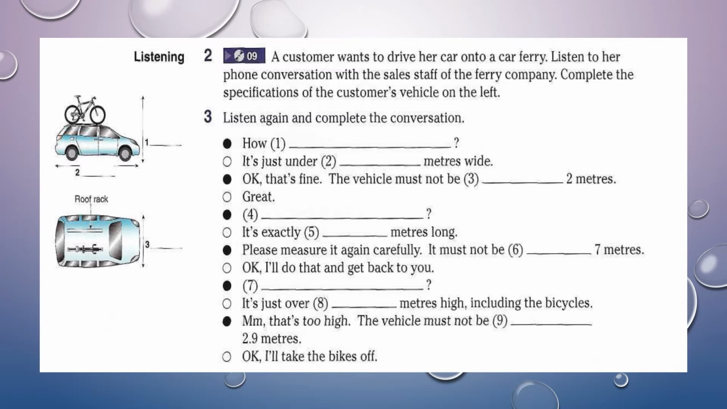So we want to listen to the conversation 2 times. The first time is to fill in the specifications of the car here on the left. We want to check number 1, the height of the car. Number 2, the length of the car from front to back, okay? And number 3, the width of the car from the right side to the left side of the car. Please listen carefully and focus here on the picture on the left to fill in the specifications of the car.